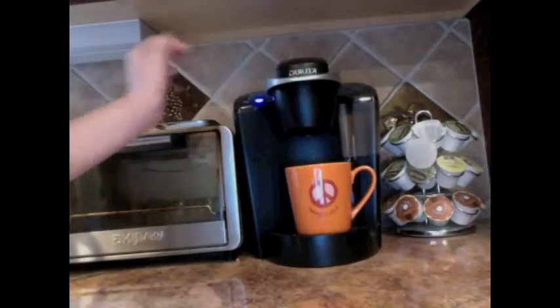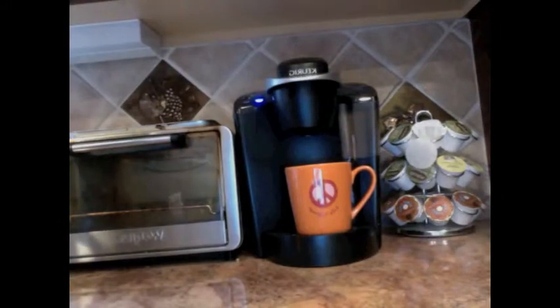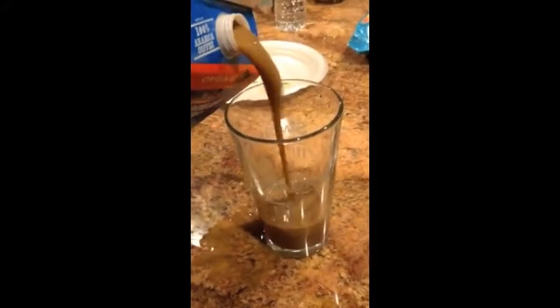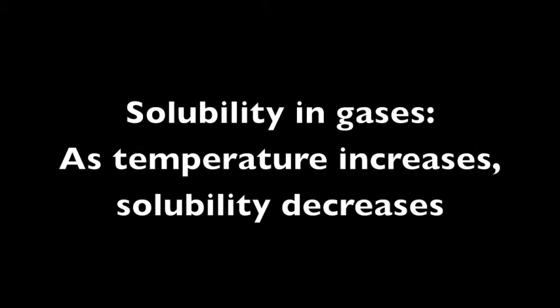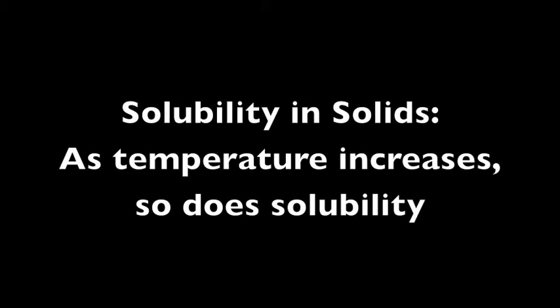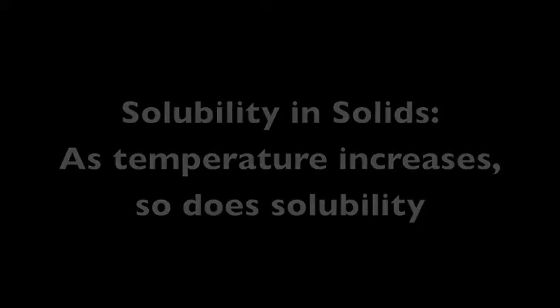If you put sugar, which is a solid substance, into hot coffee and cold coffee, the sugar would dissolve faster in the hot coffee than in the cold coffee because as temperature increases, so does solubility. In gases, as temperature increases, the solubility decreases. In solids, as the temperature increases, so does solubility.